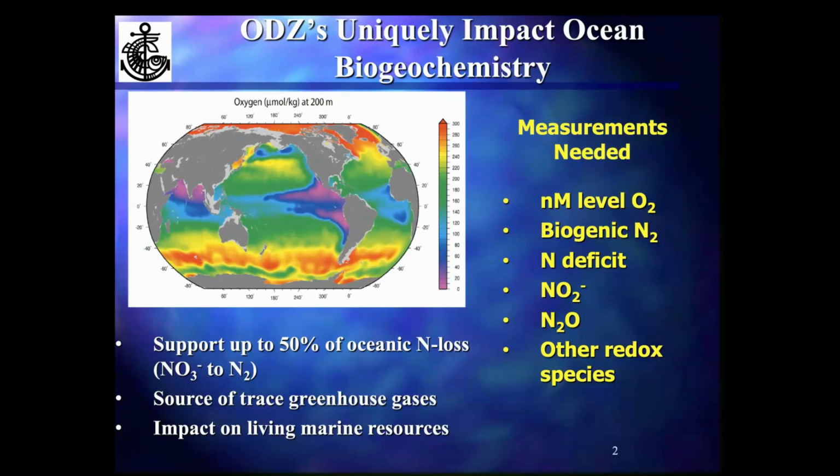Also, it's an important source of trace greenhouse gases like nitrous oxide, Annie and Colette's study, amongst others. And obviously, when you're living around these regions, whether or not there's penetration of low oxygen waters, that's going to affect fisheries and such. In terms of what we want to measure from floats, that's a little unique from the rest of the GO-BGC Argo program.